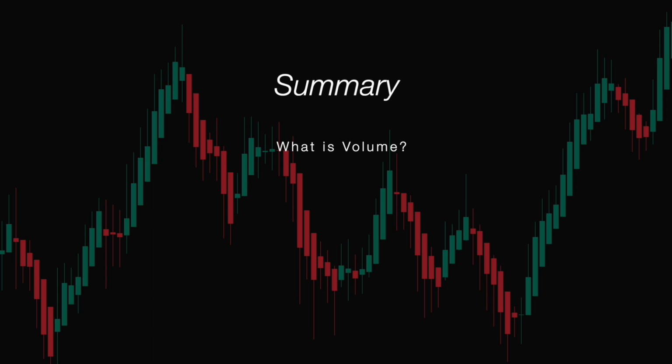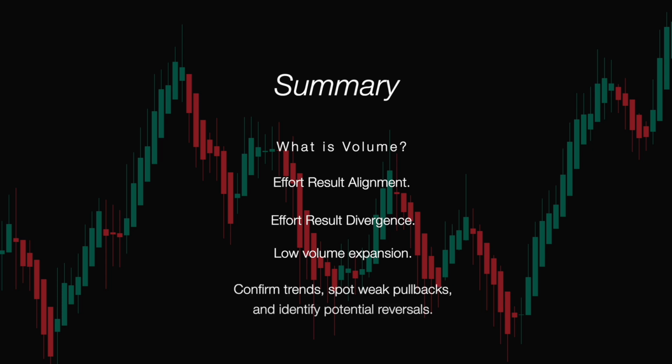Today, we learned what volume is. Volume measures participation. It represents the effort behind price. We learned to compare effort and result. When volume and price move together, the trend is healthy. That is effort-result alignment. When effort increases but price fails to respond, it's a warning. That is effort-result divergence. We also learned about low-volume expansion, where price rises quickly because resistance disappears. Professional traders use volume to confirm trends, spot weak pullbacks, and identify potential reversals. Price shows what happened. Volume shows the conviction behind it, and that makes all the difference.